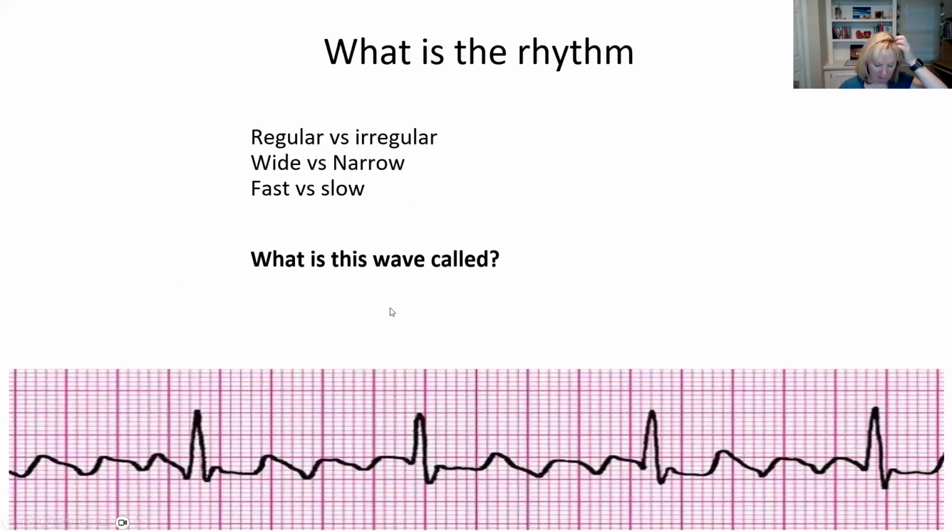So let's talk about this one. I know you guys are going to get this one, because are these P waves?